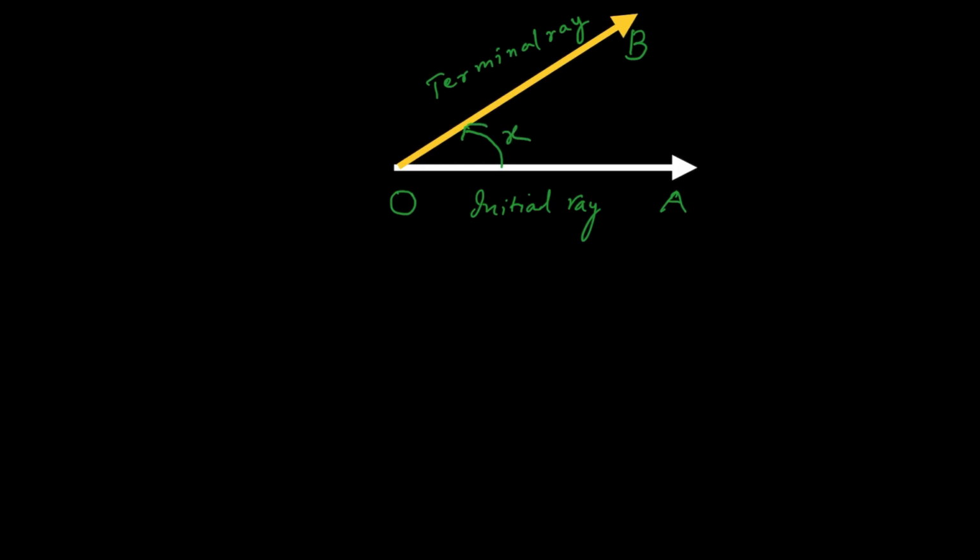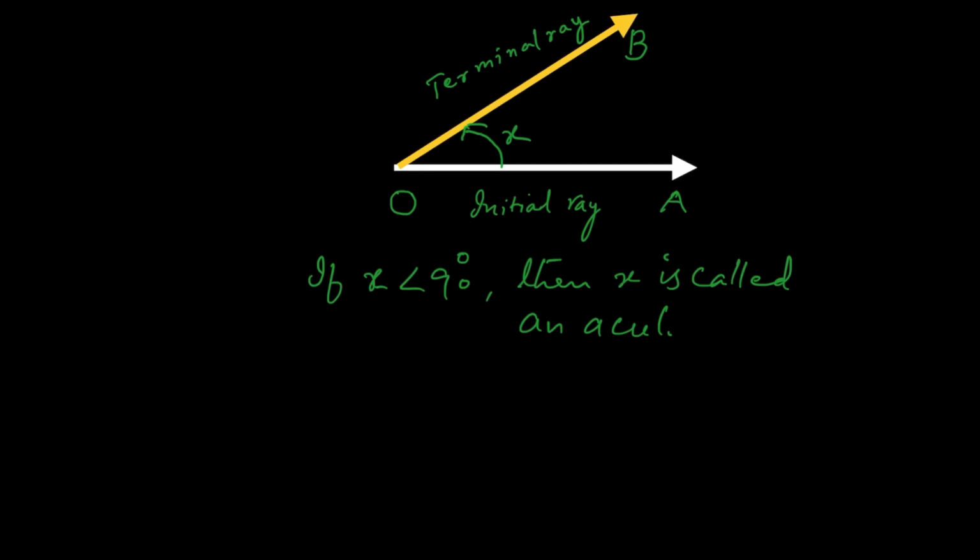If this angle is less than 90 degrees, then x is called an acute angle. And an acute angle, suppose it is 30, 40, 50, whatever the value, but it should be less than 90 degrees.